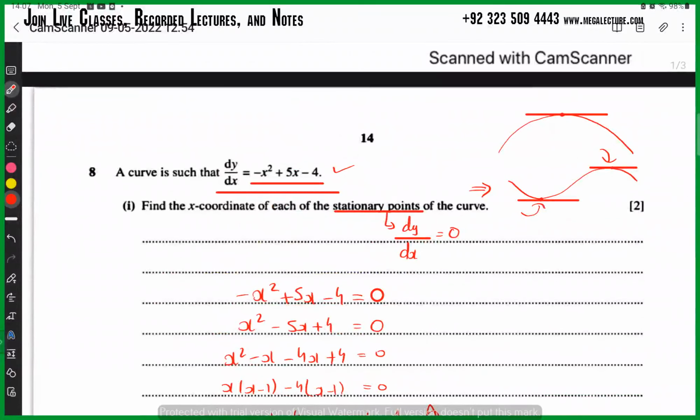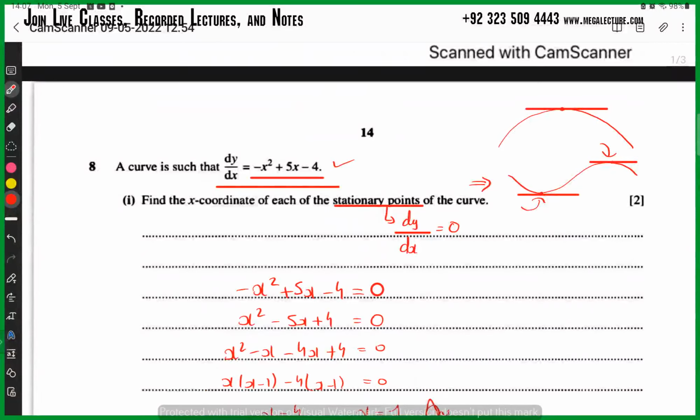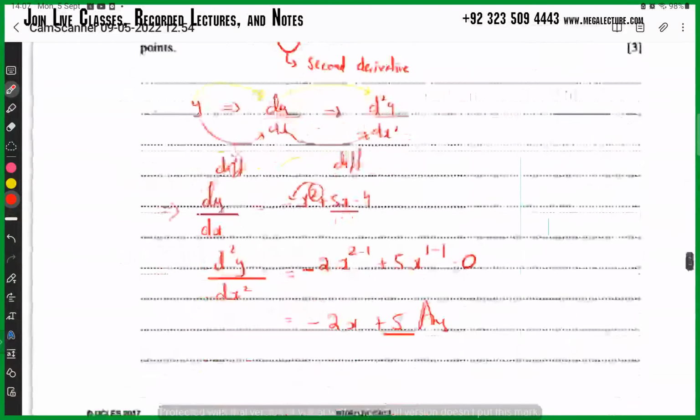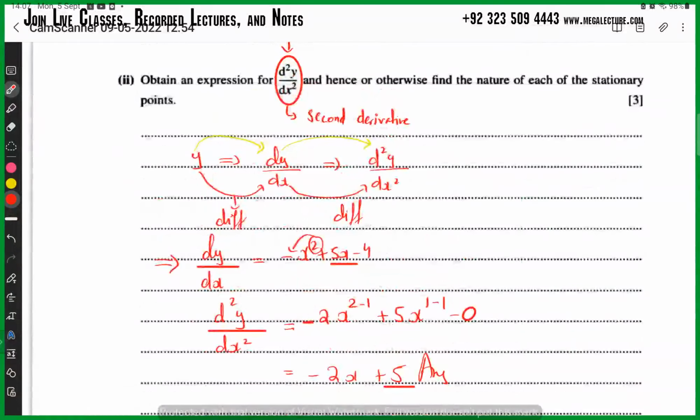Okay, thank you. So dy by dx was given basically. The original curve was not given. Very good. Now you need to use the second derivative in order to find the nature.